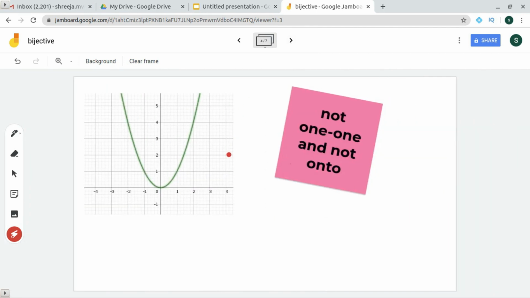Now consider f from R to R given by f(x) = x². Clearly this function is not one-one because 2 squared is 4 and minus 2 squared is also 4. 2 is mapped to 4 and minus 2 is mapped to 4. 2 is not equal to minus 2. f(2) is 4, f(-2) is 4. So the function is not one-one. Now the negative real numbers, minus 0.1, minus 0.2, etc., have no preimage. So this function is not onto.